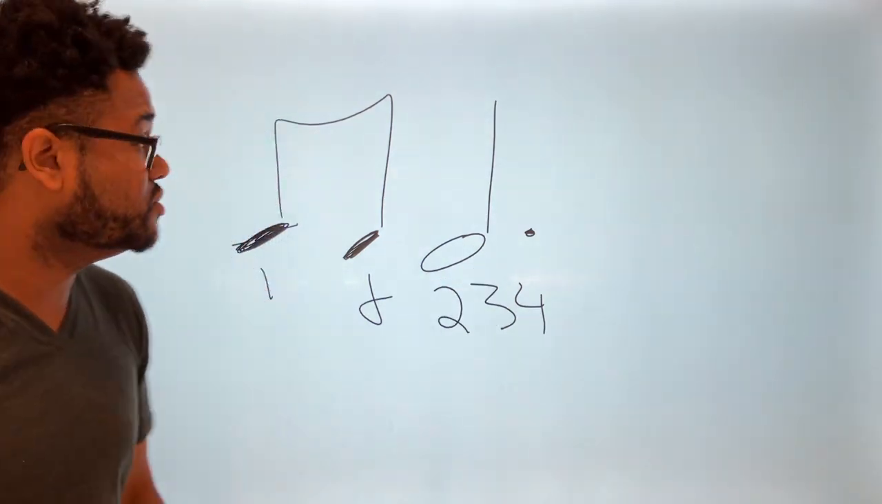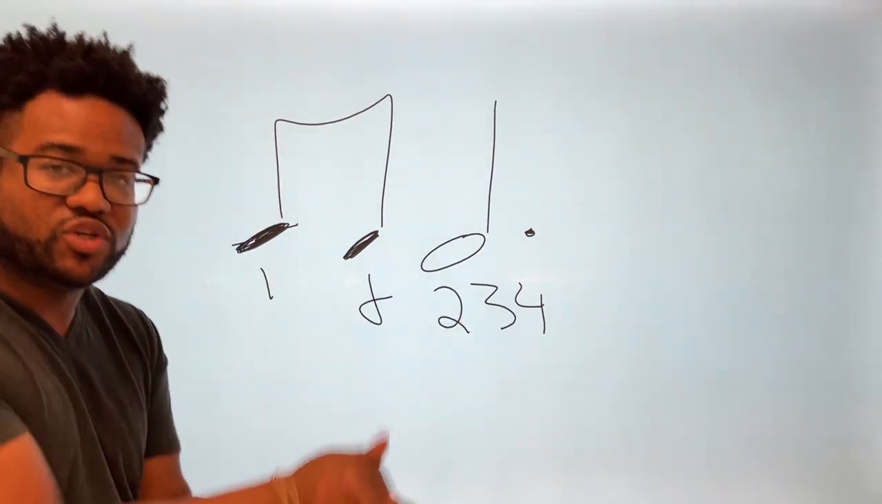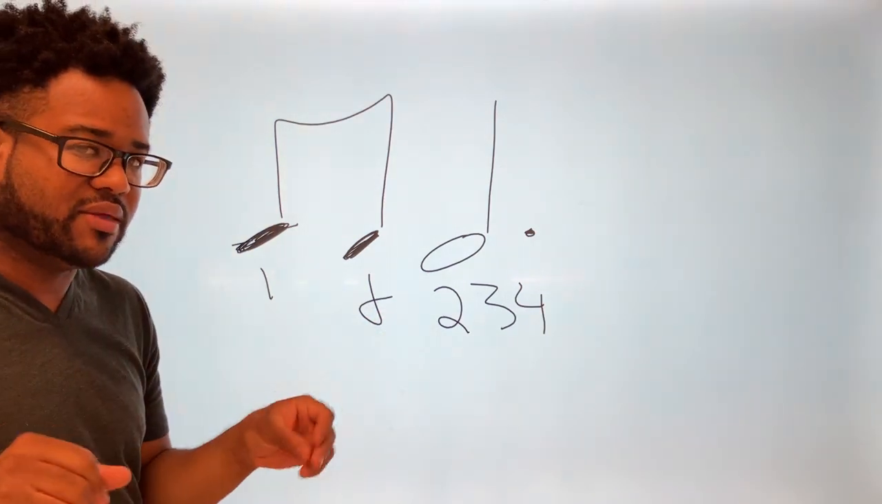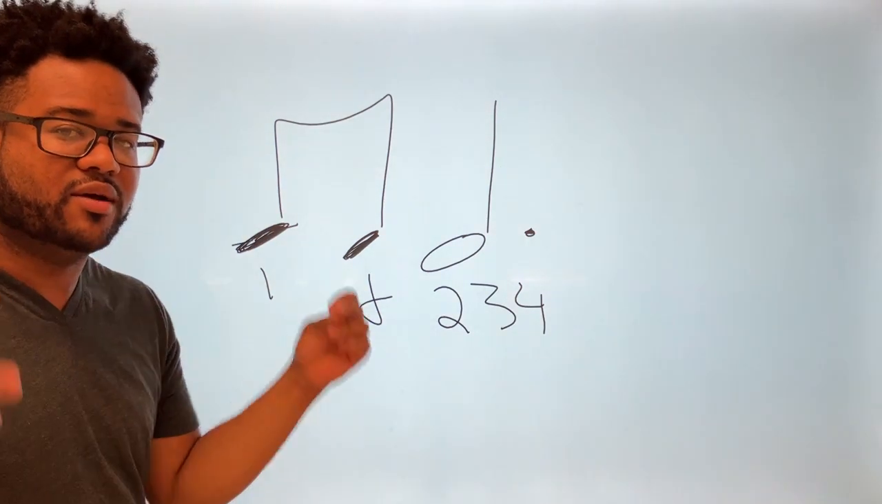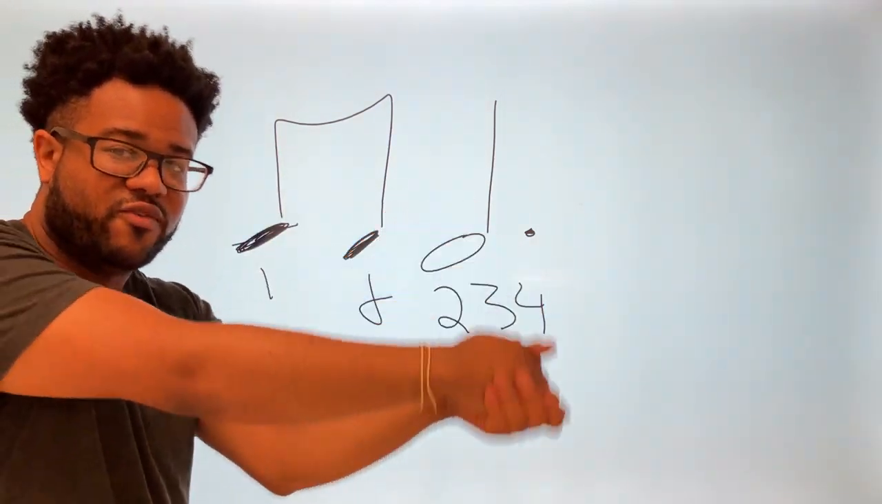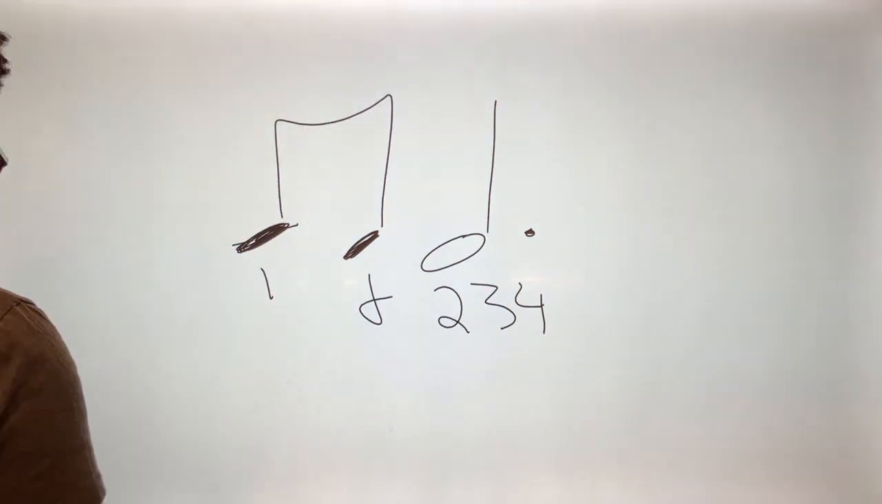Let's clap the whole thing. Let's do it. 1 and 2 and ready and go. 1 and 2, 3, 4. Let's do it one more time. Let me slow it down. 1 and 2 and ready and go. 1 and 2, 3, 4. You got it. All right, everybody. Let's do another one.